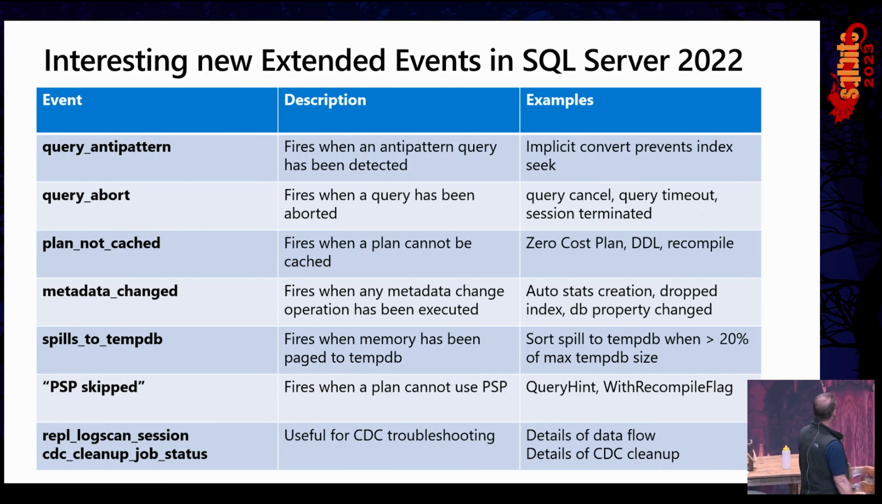One of them is parameter-sensitive plan optimization skip. That's a mouthful. That's a new feature we have in SQL 2022, right? That's really helpful to say, why didn't you use that new feature? So you can turn on the X event and see all these incredible reasons why maybe that didn't work for you.